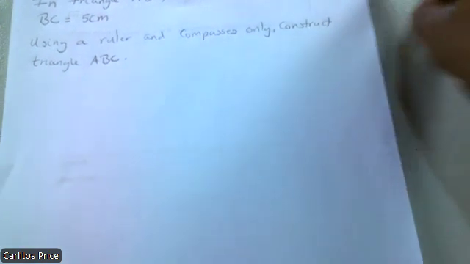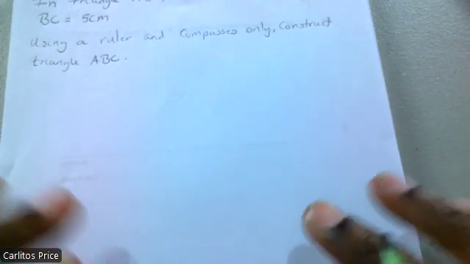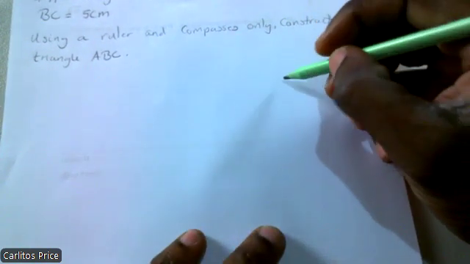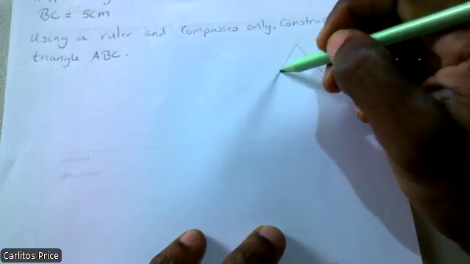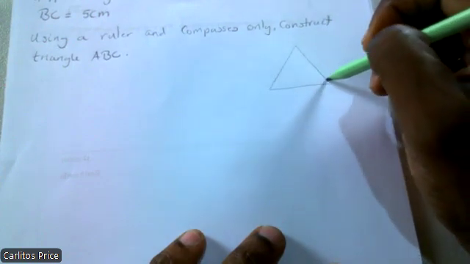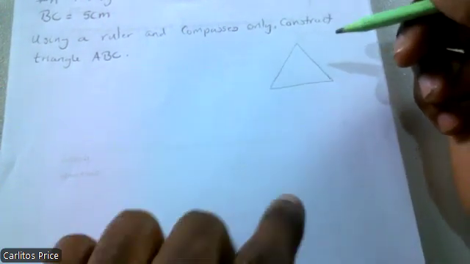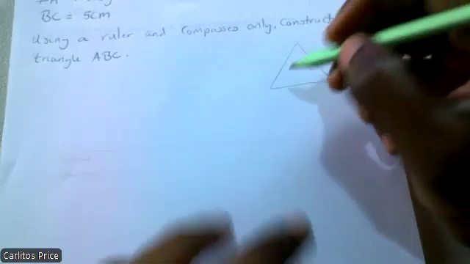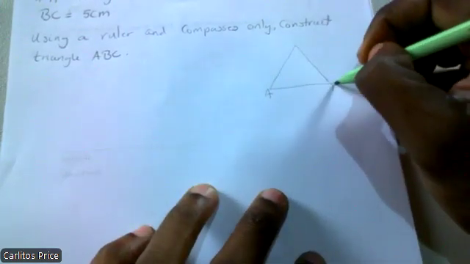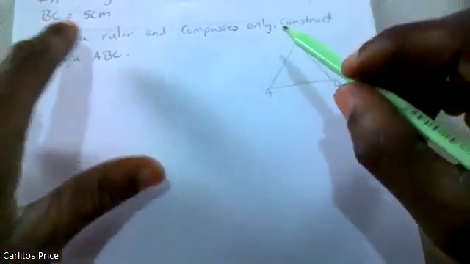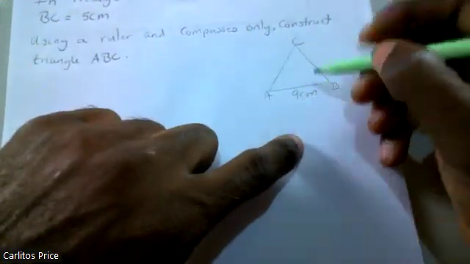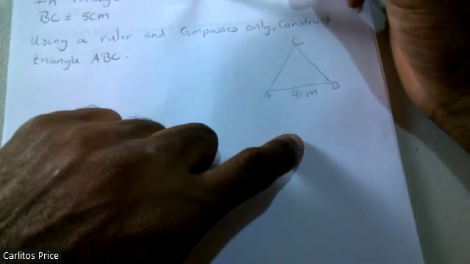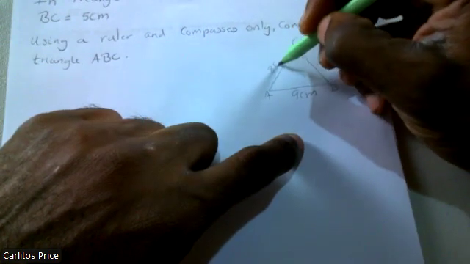Whenever I do a question like this, one of the things I like to do is to do a mock-up first. Just a hand-drawn sample of what my actual drawing should look like. So I know that I'll call here A, B, C. I know that my AB is 9 and my AC is 8 centimeters.